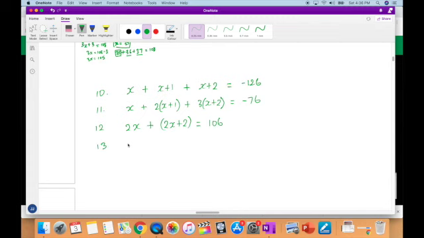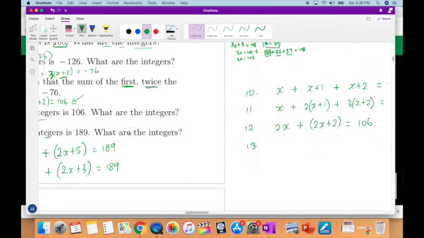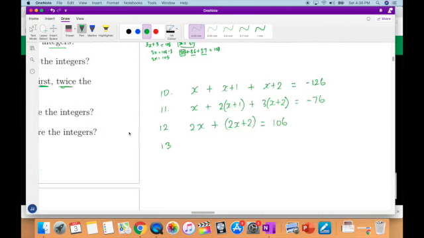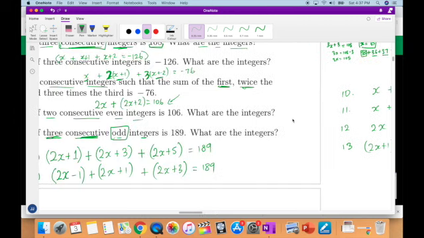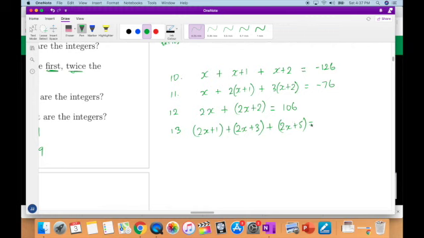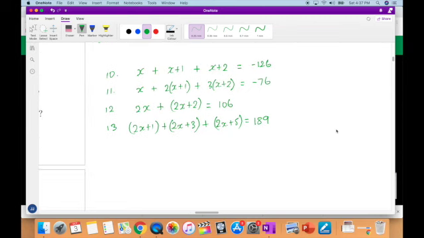And number 13. It will be right here: 2x plus 1 plus 2x plus 3 plus 2x plus 5, and that is equal to what? 189. Caitlin, where are you? Are you awake? Yeah, sorry. Well, help me out a little bit now.